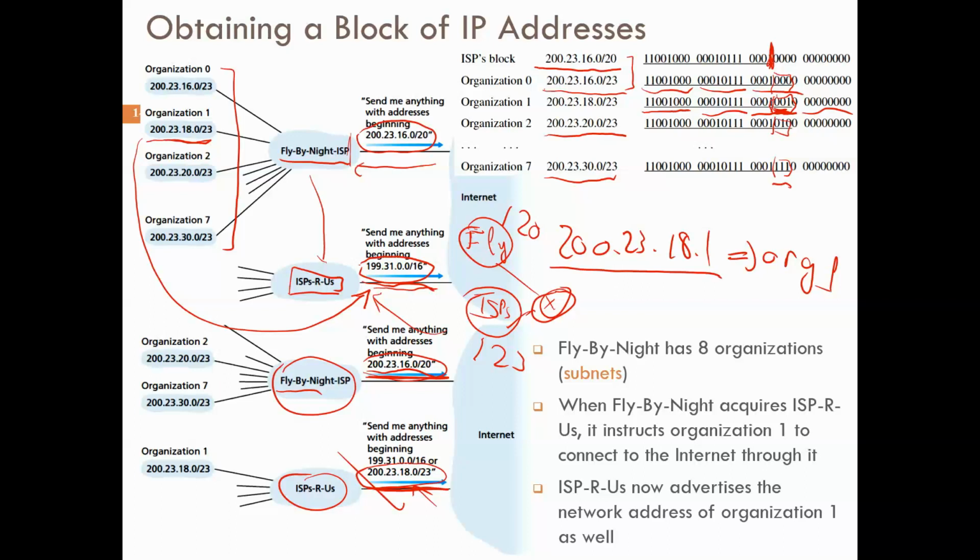Now, does this mean that it is impossible for the packet to be routed through Fly-by-Night anymore if this is actually the structure? The answer is no. Some routers may not be updated, and so it could be the case that some routers will still send the packet through Fly-by-Night. But once the routing tables are updated, they will start to send the packets to the new ISP because it will have the longest prefix match in this case.